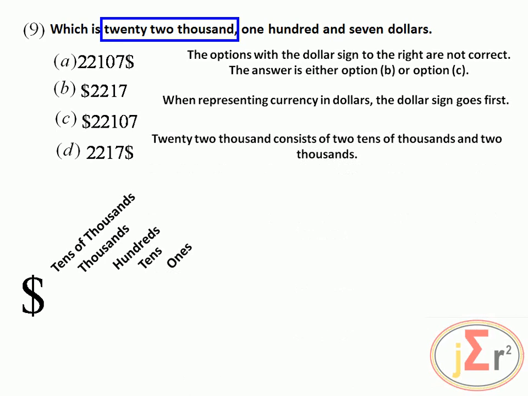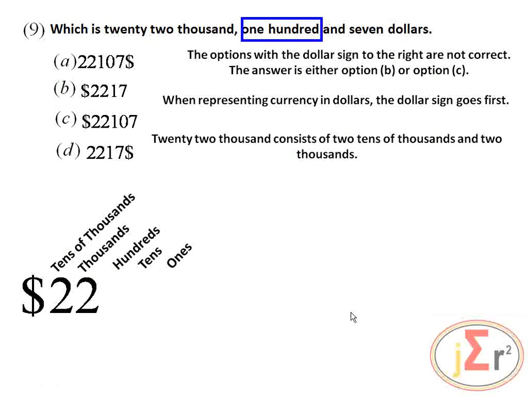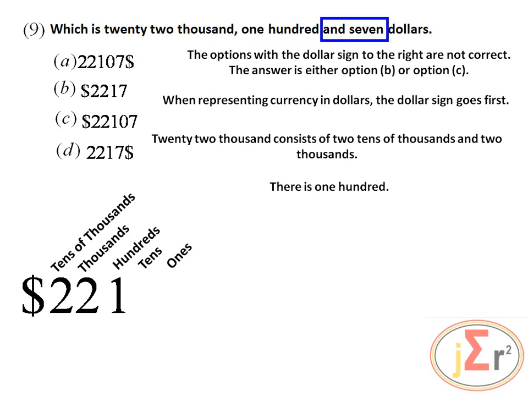22,000 consists of 2 tens of thousands and 2 thousands. So 2 right there and another 2 there. Then what? 100. As we can see there. So in our hundreds column, we are going to put 1, 100, and $7. And 7, good. Therefore, the 7 is what? 7 ones. There is no tens.